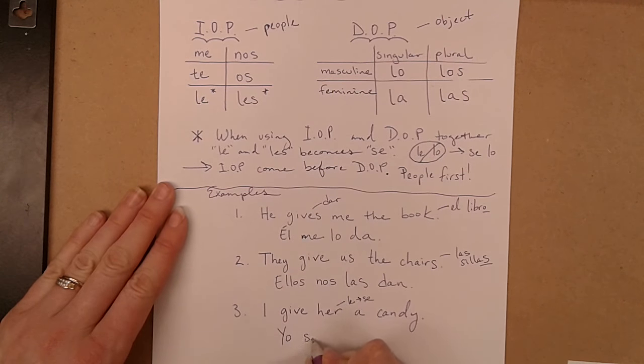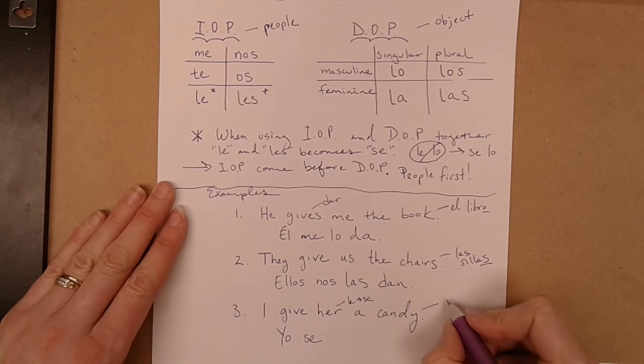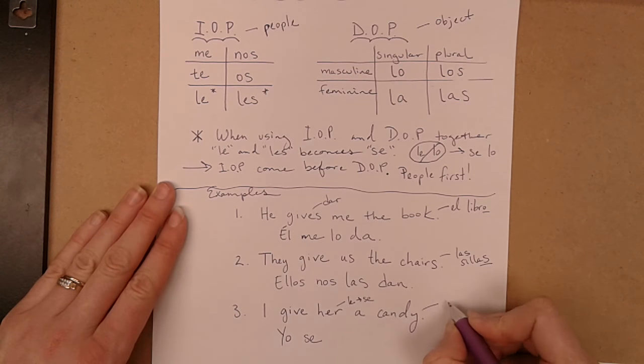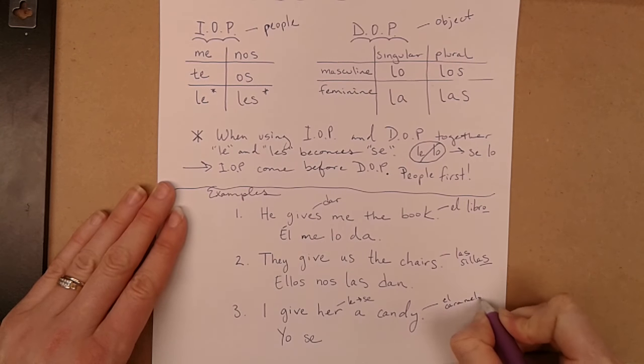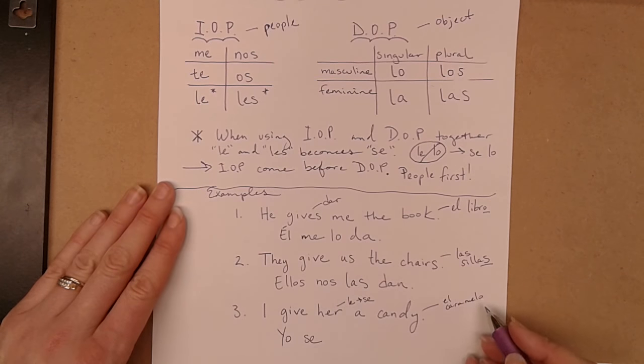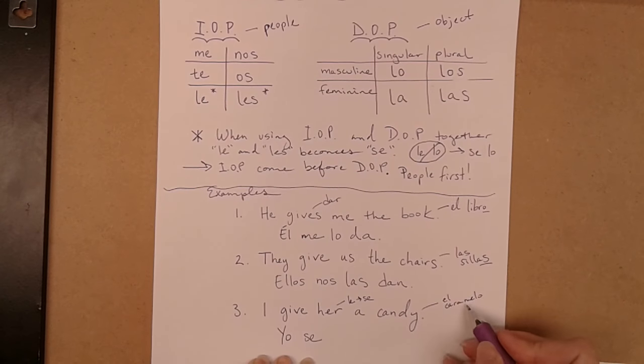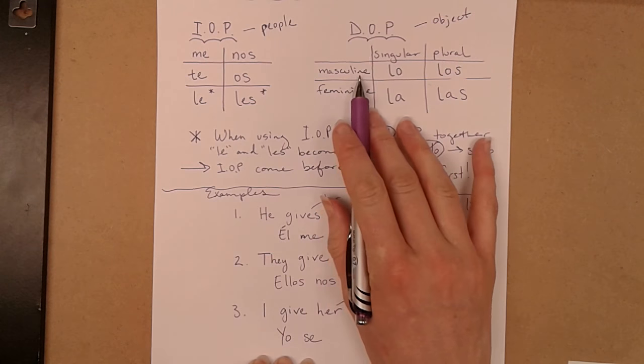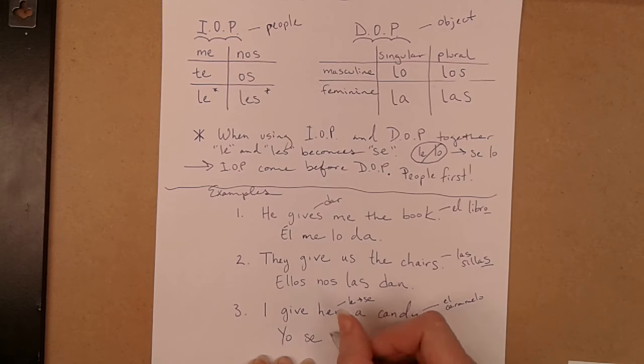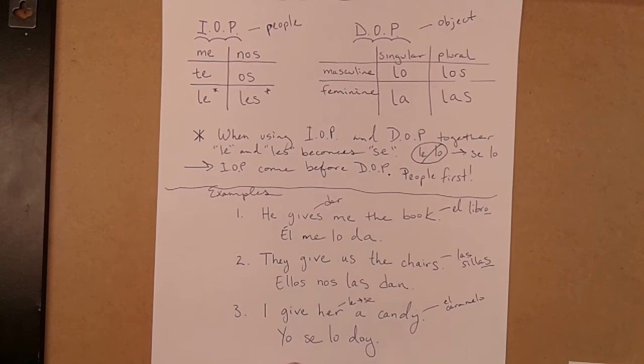Yo se, and then candy in Spanish is either el dulce or el caramelo. In Argentina, they use caramelo, so I'll stick with what I'm more familiar with. It depends on the country, some of these words. All right, el caramelo, it is masculine and singular, so we'll use lo. Yo se lo, and then I give, in present tense, doy. Yo se lo doy. I give it to her.